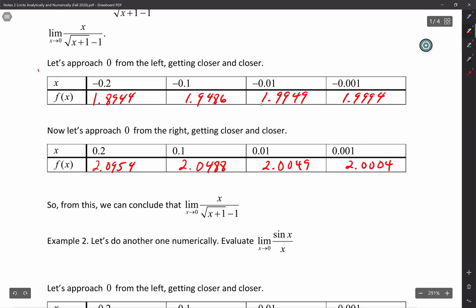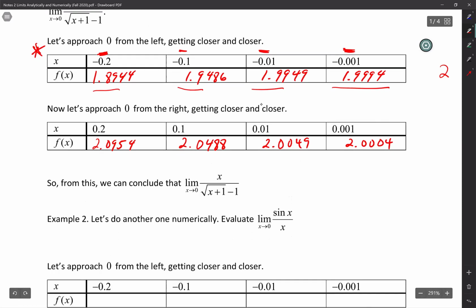So this table here, it says let's approach 0 from left, getting closer and closer. So that's what we're doing. We're approaching 0 from the left, -0.2, -0.1, -0.01, -0.001. And as you can see, we're getting closer and closer to 1.89, 1.94, 1.99, 1.999. It looks like it's approaching 2.